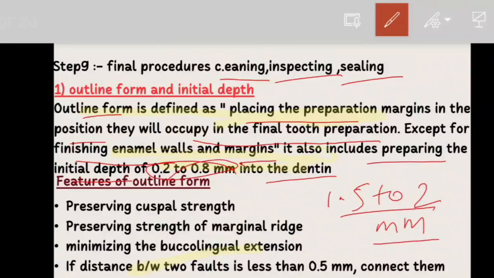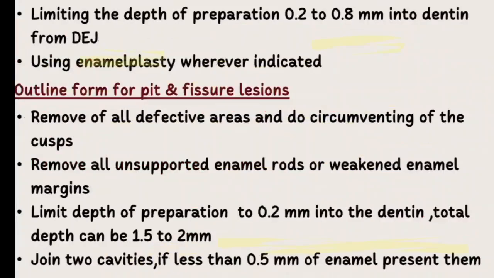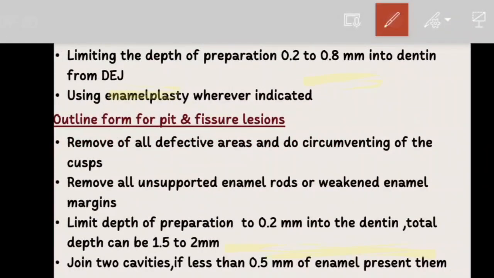So features are preserving cuspal strength, preserving marginal ridge, and minimizing the buccolingual extension. And if the distance between the two folds is less than 0.5 mm, connect them. Now, limiting the depth of preparation to 0.2 to 0.8 mm into the dentine from the DE junction, and use enamel plasty wherever indicated.